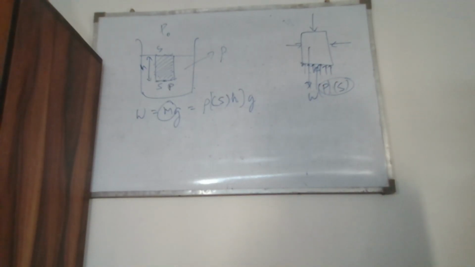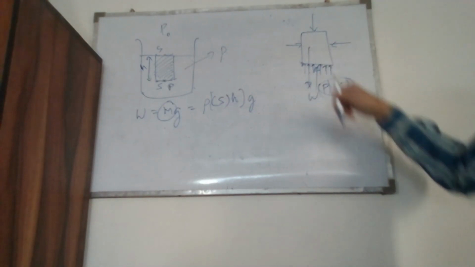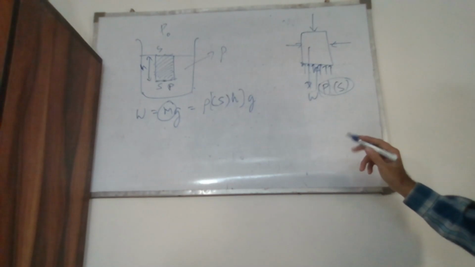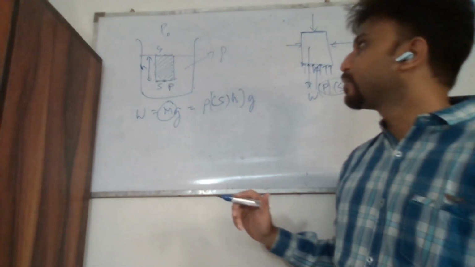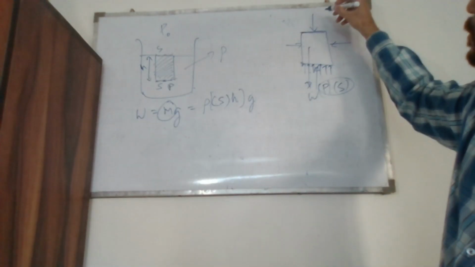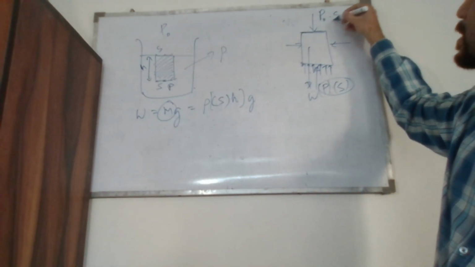And then, after calculating this vertically upward force and this vertically downward force, we are left with the atmospheric force. What is the force exerted by the atmosphere? That force is simply P naught into S.